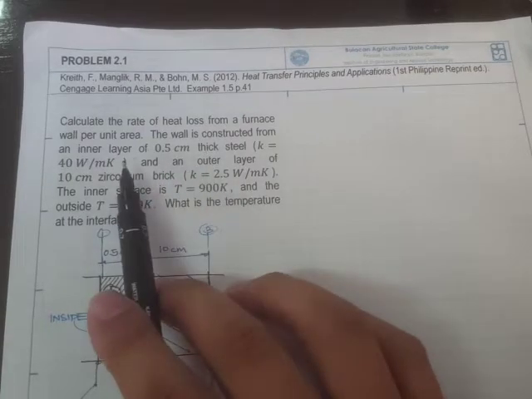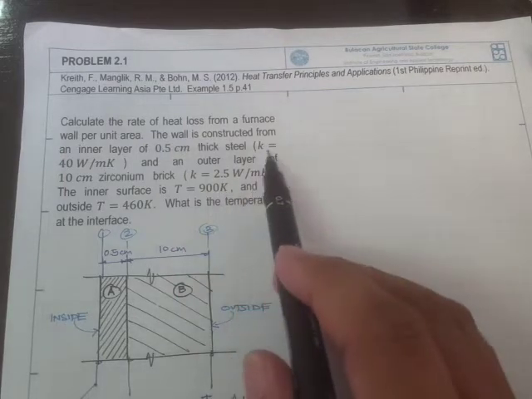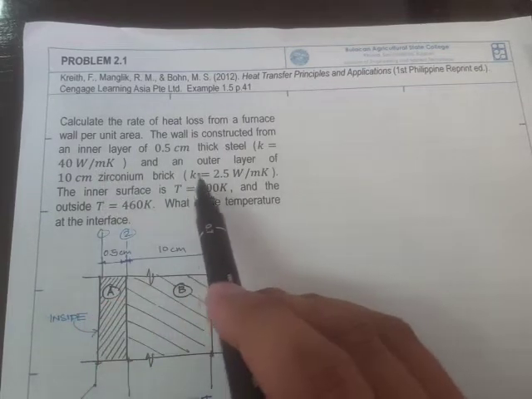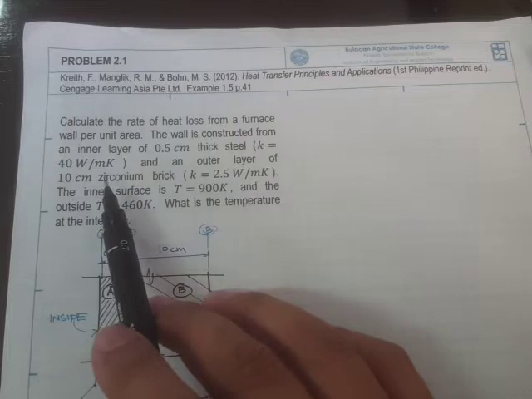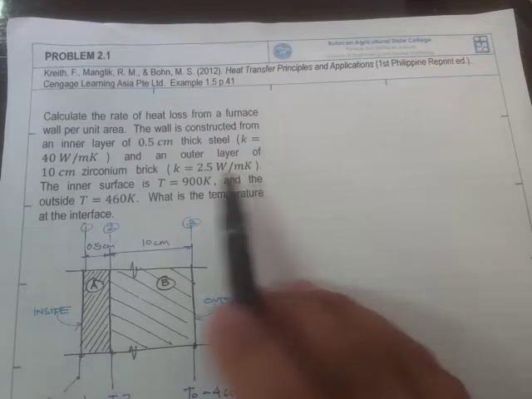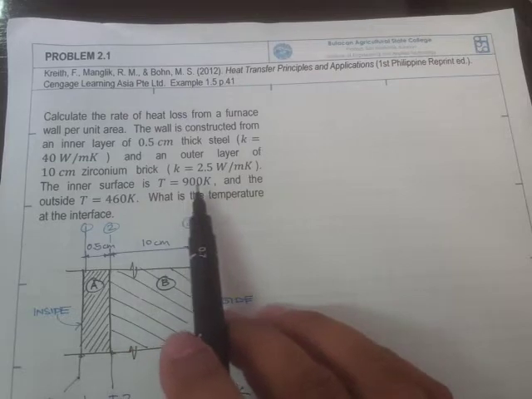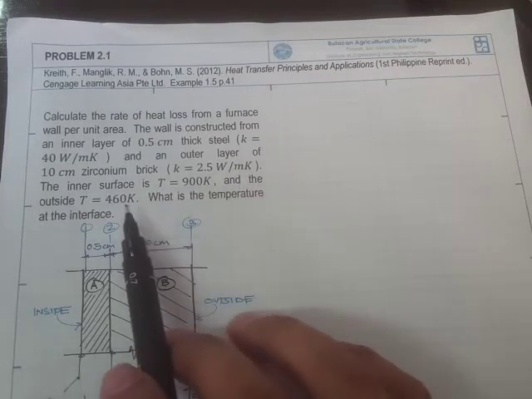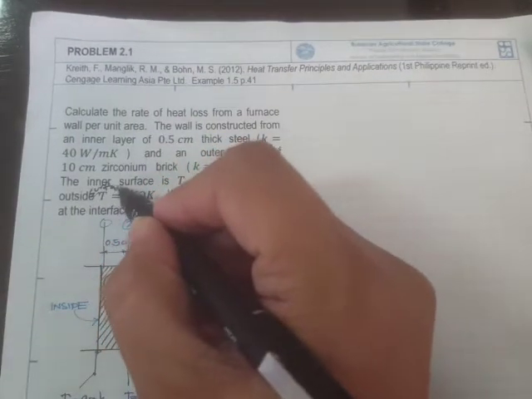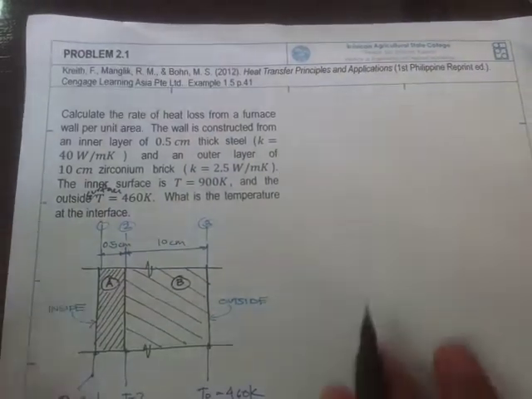The wall is constructed from an inner layer of 0.5 cm thick steel with a thermal conductivity of 40 watts per meter Kelvin, and an outer layer of 10 cm zirconium brick having a thermal conductivity of 2.5 watts per meter Kelvin. The inner surface is 900 Kelvin and the outside surface temperature is 460 Kelvin. What is the temperature at the interface?